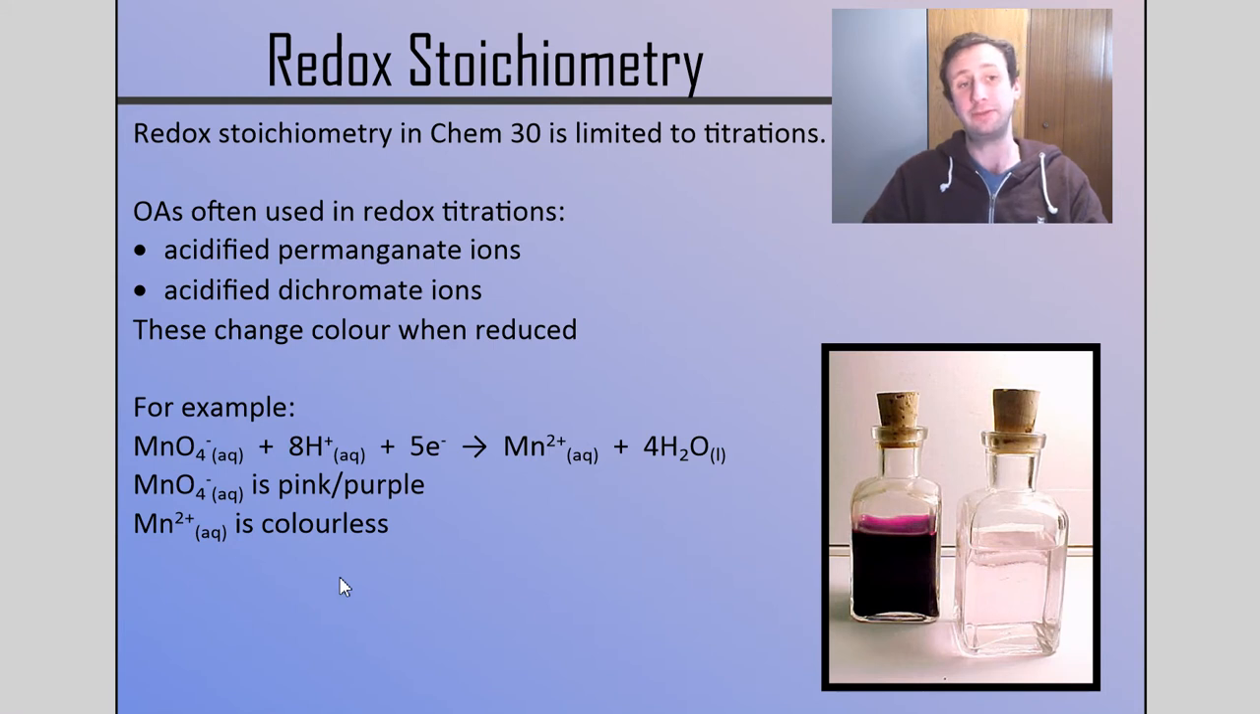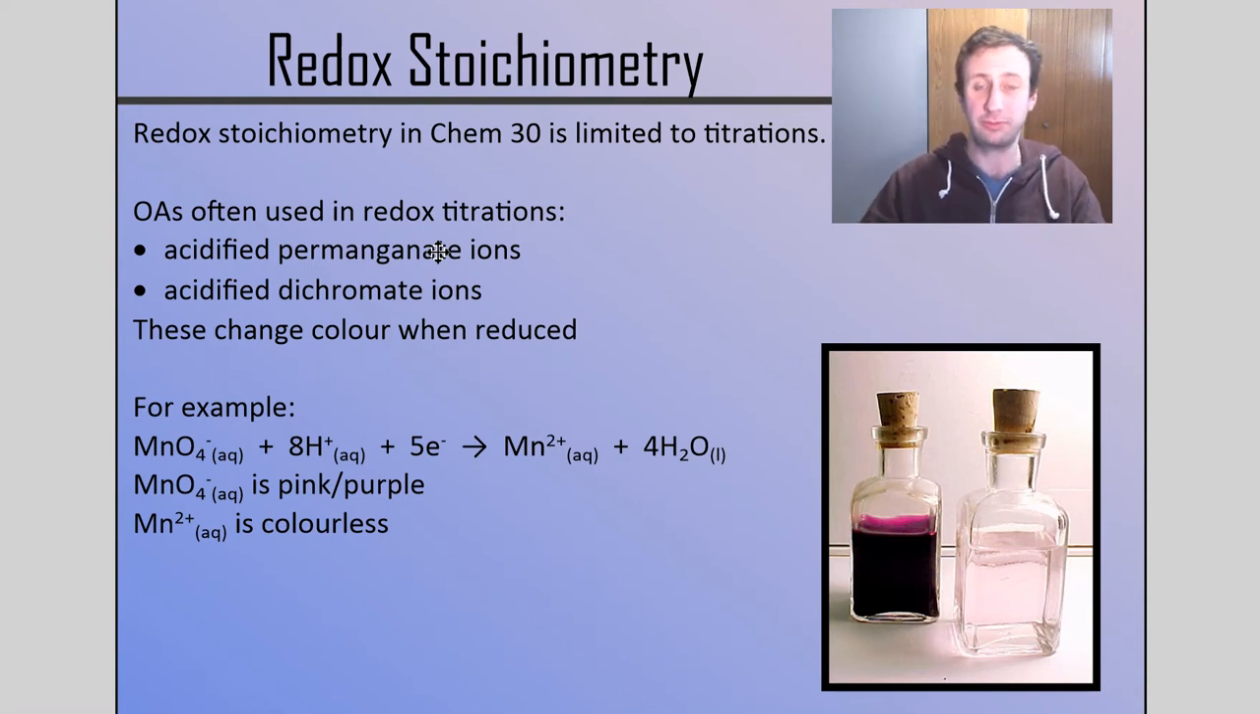Redox stoichiometry in Chem 30 is limited to titrations. We're actually going to do a different type of redox stoichiometry later on, so this isn't completely a true statement. We're going to do cell stoichiometry, which has to do with voltaic cells and electrolytic cells. You'll see that later, where we track electrons in a half reaction. But in this chapter, this is the only type of stoichiometry we're doing.